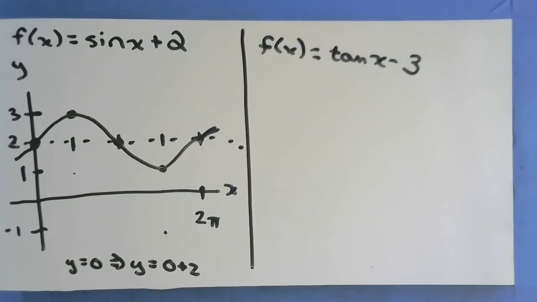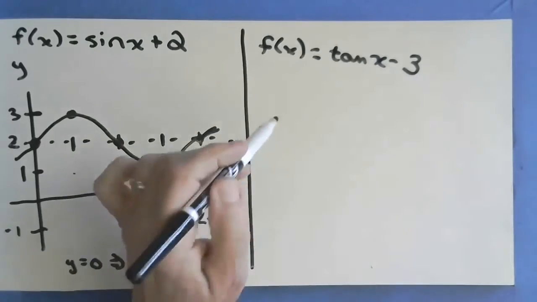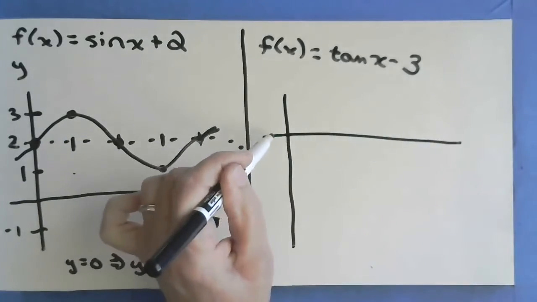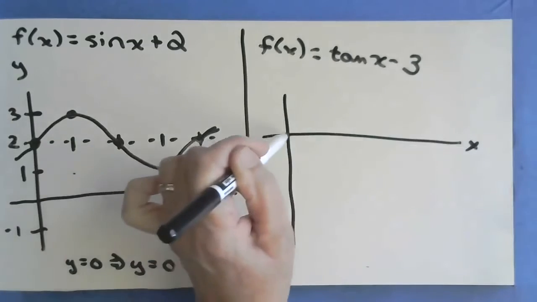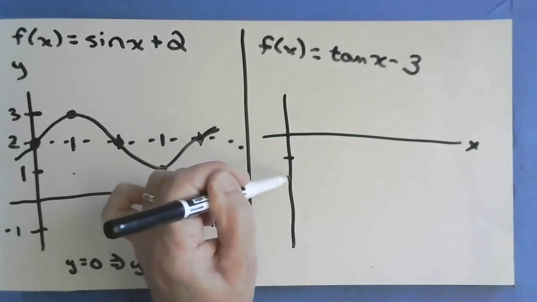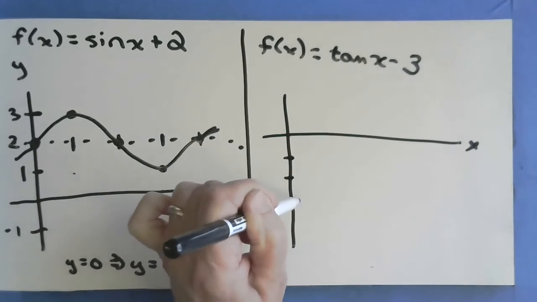The same thing is happening for tangent. We see that tan x minus 3 means that tangent has been lowered by a distance of 3. We're subtracting 3 from all of the values, which means that the baseline, which is normally here at y equals 0, is now at y equals -3. So here's the baseline.